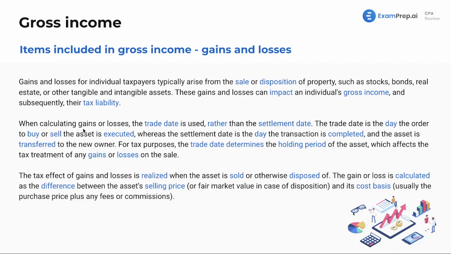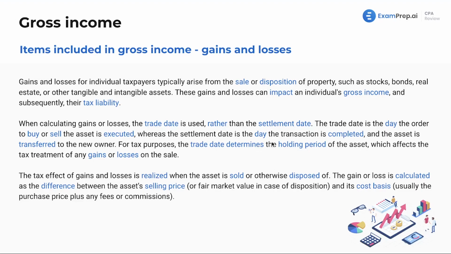Now, when calculating gains or losses, the trade date is used rather than the settlement date. Essentially, when did the transaction take place? The settlement date would be, oh, it took a few days for the paperwork to settle, or it took a few days to get the report from someone. Nope, the trade date, the actual date that something happened. The trade date is the date the order to buy or sell the asset is executed. On that date, we're using the fair market value. Sell, sell, sell, buy on that date.